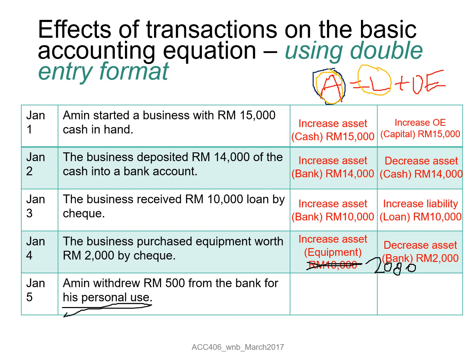Next adalah Amin, dia withdraw 500 daripada bank untuk guna sendiri. So, sekarang ni bila dia guna sendiri, dia akan melibatkan pengurangan dalam owner's equity, which is drawing. So, macam mana kita nak record dia? Kita akan decrease OE. Okay. So, decrease owner's equity, kurangkan dekat sini. Dan juga decreasekan bank sebanyak 500. So, account effect dia adalah you turun dekat OE dan you turun dekat bank. So, dia samalah. Right?